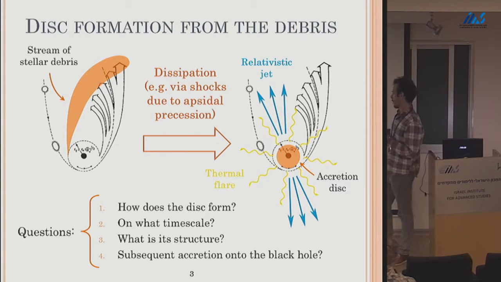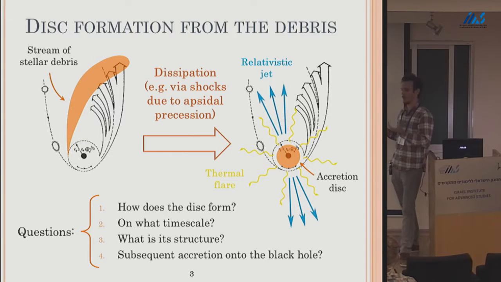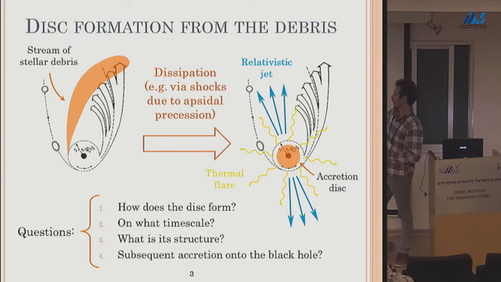So the question that I'd like to answer is first, what is the mechanism for disk formation? It has been mentioned previously in the first two talks that one way of doing that is through apsidal precession, which leads the first debris to fall back towards the black hole, precess, and collide with the part that is still infalling. This leads to the formation of shocks that remove orbital energy.